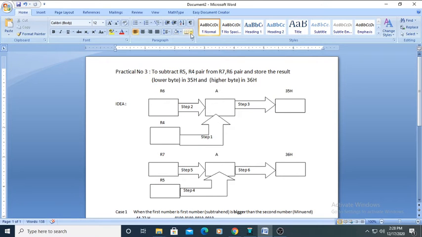So we cannot subtract 2 bytes at one time. The only instruction to subtract in 8085 is to subtract 8 bits, or 1 byte. So we have to do one after another: R4 subtracted from R6, and R5 subtracted from R7. We have to do it separately.